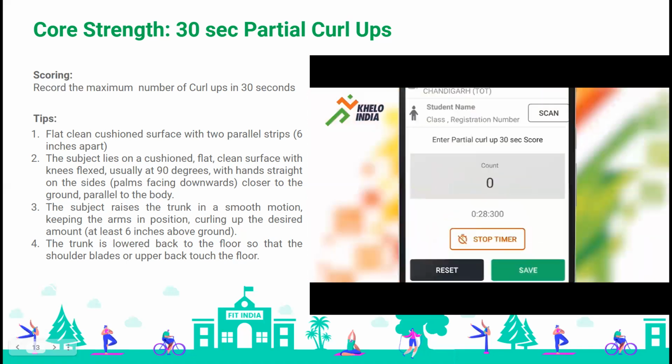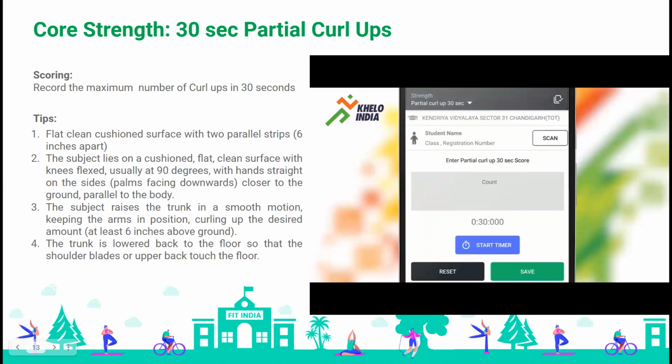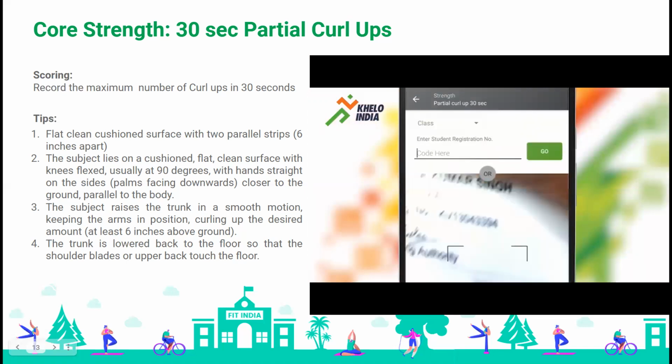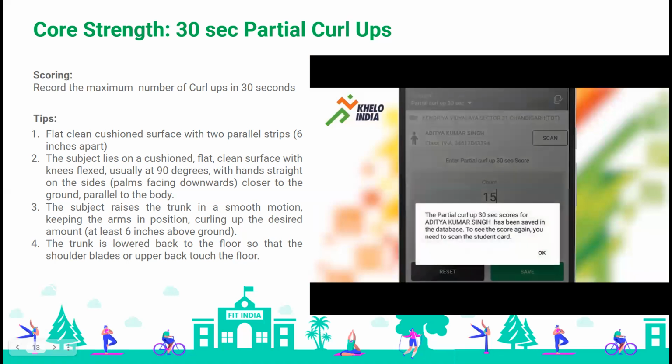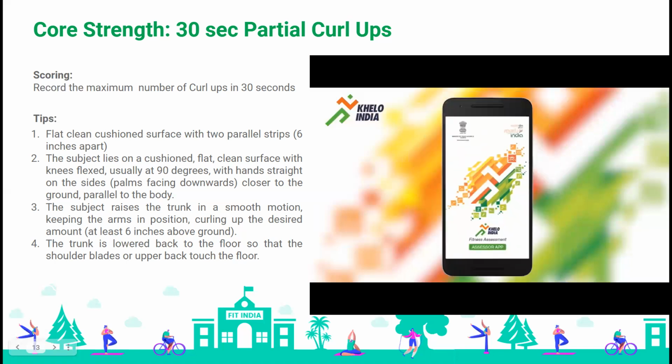The timer automatically stops at 30 seconds mark. The number of sit-ups is recorded at the designated place. The ID card of the participant is scanned and the data is saved by tapping on the save option. This completes the partial curl-up test.